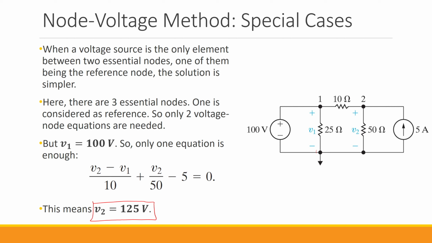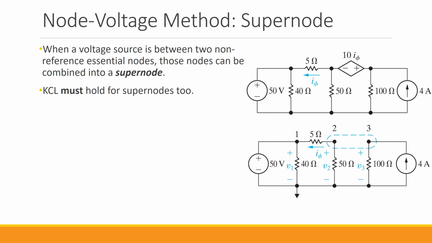So that was the first case that I wanted to talk about. Now let us take a look at the other case. The other case is that we have a voltage source that is common between two non-reference essential nodes. So that is the minor difference between this case and the previous one.